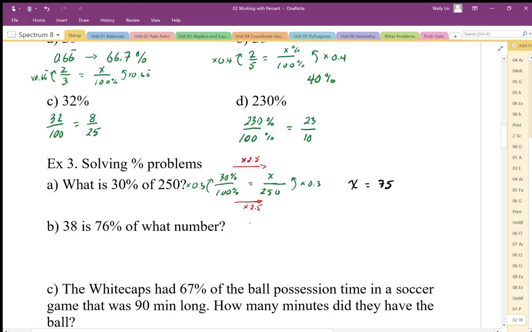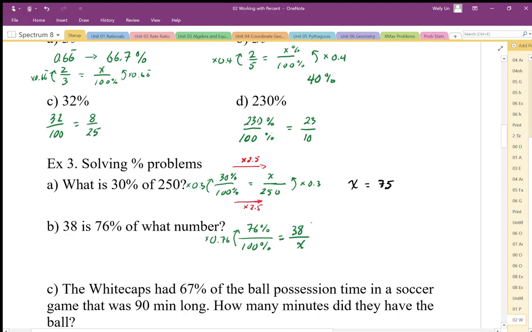Okay, so 76% compared to 100%. And again, I expect you to be able to set this up and show me the ratio, the equivalent fraction ratio for this. And 38 represents the part, and then x would represent the whole. Our decimal multiplier in this case is going to be our decimal percent.